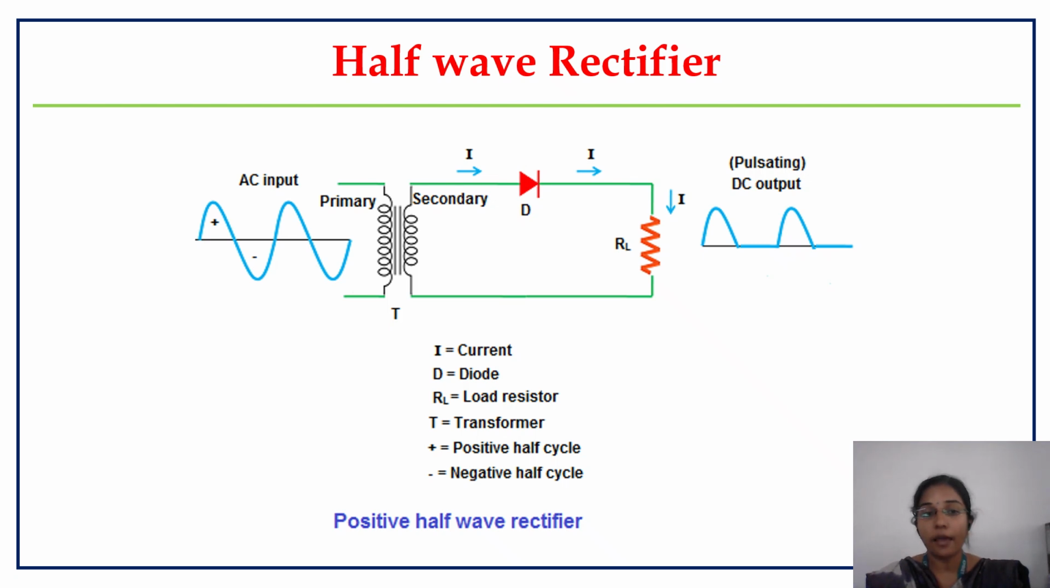Whenever I have the positive half of my input signal given as input, that positive signal and the positive terminal of my diode make this diode forward biased, so the signal comes out as the output. When I have a negative input signal getting into this transformer, that negative signal makes this diode work in reverse bias. As we all know, the diode does not conduct in reverse bias conditions, so I will not have any output appearing on the other side.